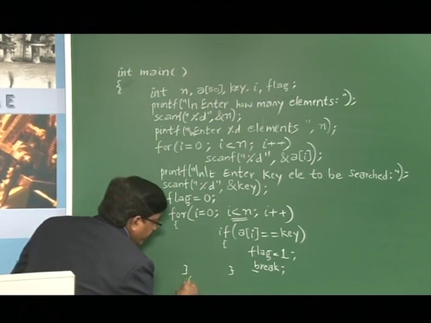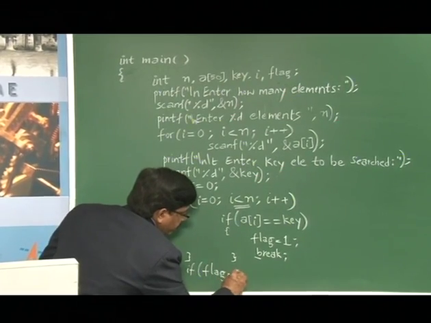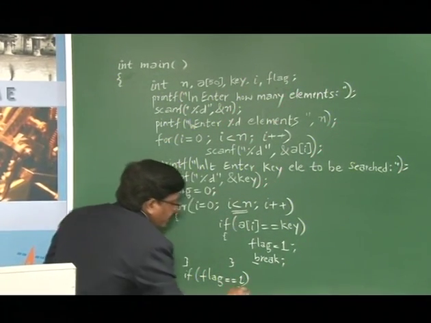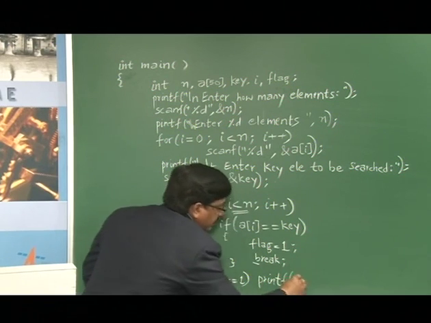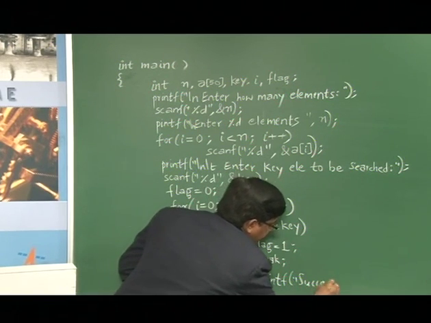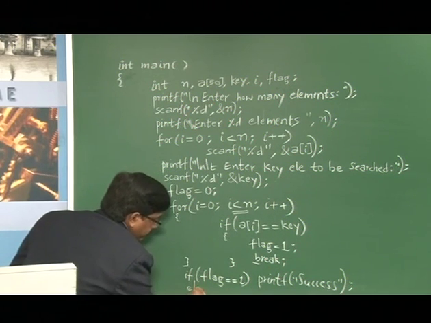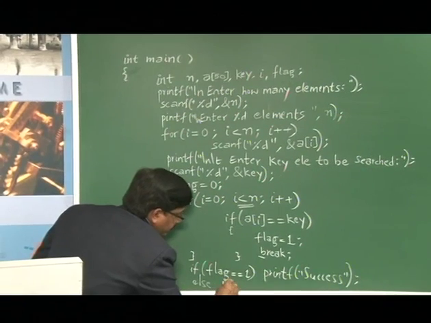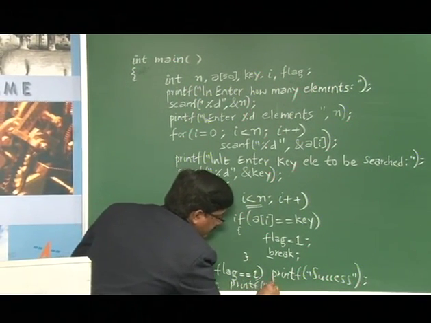So now if flag is equal to 1, I should print that success, the result is a success. Else I should print that it is unsuccess.